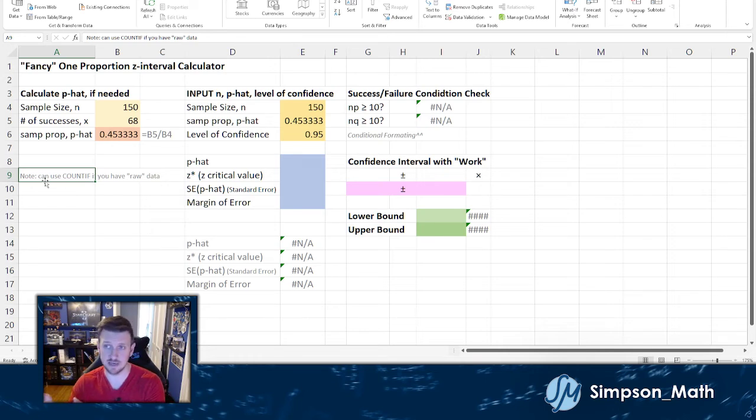So make a separate table in here that has a COUNTIF function, so have it look at the data and count those that say yes, and then count those that say no. So use the COUNTIF function if you have raw data. All right, so now let's do np and nq.